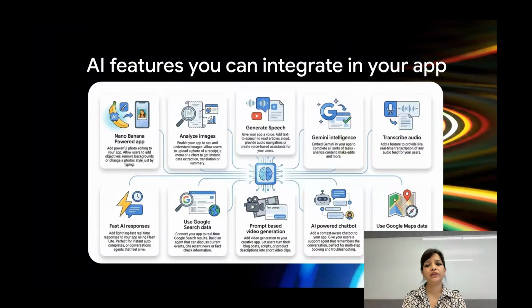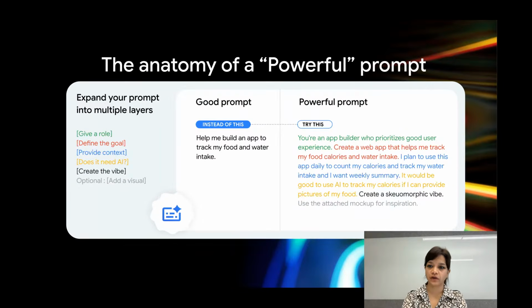All right. Now that it's out of the way, what are some of the AI features that you can integrate in your app? You can integrate image generation, video generation, speech, audio, intelligence, Google Search data as a grounding source of truth. You can add an AI-powered chatbot. You can add Google Maps data, so many more. This is just a subset of the things that are available for you to add. Whatever you want to enrich your application's experience, you can add that directly from the vibe coding tools that we're going to be using today to build your apps. Some of the features that you can integrate directly into your app.